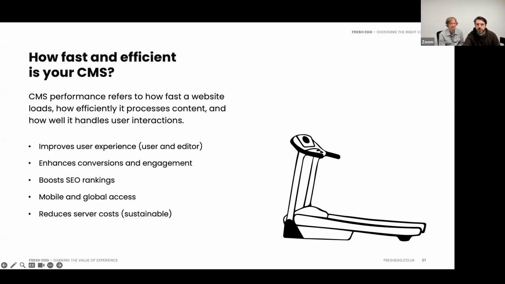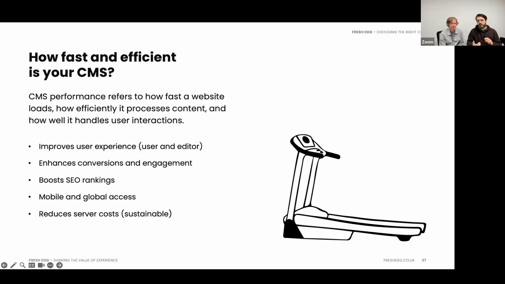So performance, I think this is a bit of a no-brainer in terms of why it's important. We know that performance, essentially how fast your website loads, is going to affect the user experience. And not only for the user, but if you've got a slow CMS, that's going to be inefficient for content editors. There's a direct correlation between conversions and engagement, SEO rankings. So performance is really key.